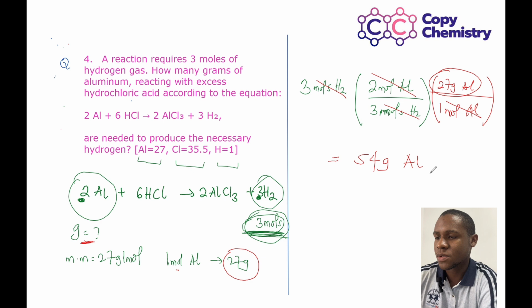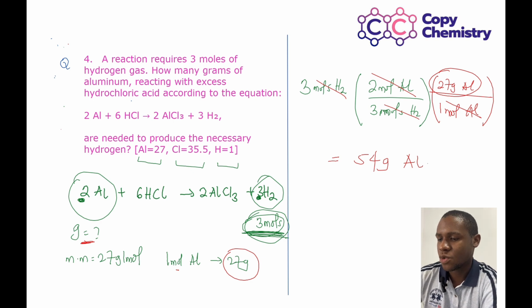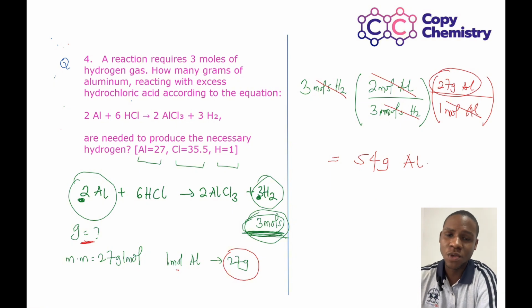That is the amount of aluminium it will take to react with excess HCl to then give you the 3 moles of hydrogen gas. Does this make sense?